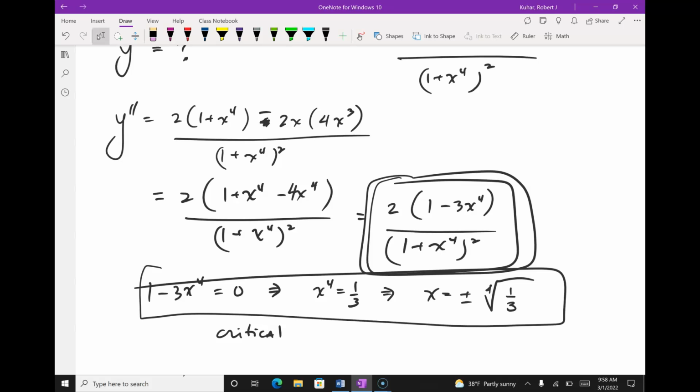Wait, I don't understand how this bottom part is there. I got the derivative, right? And what we're going to do in chapter 4 is find the critical values. So anytime we get a derivative, we want to find the critical values of it. Anytime we find a second derivative, we want to find the critical values of it.